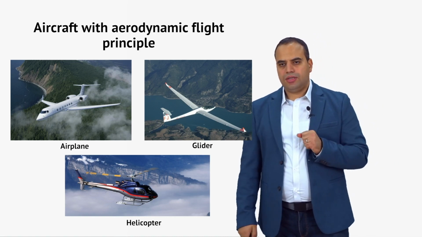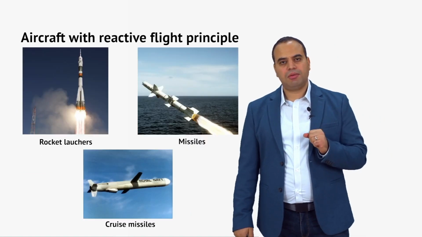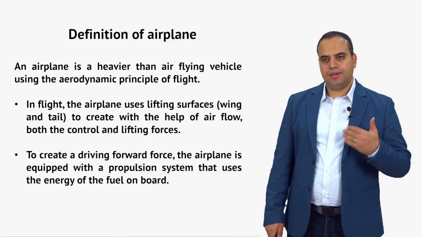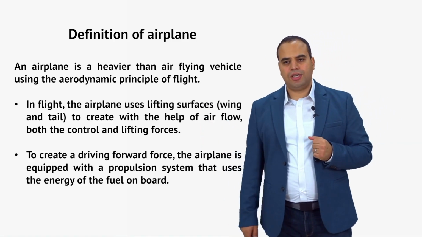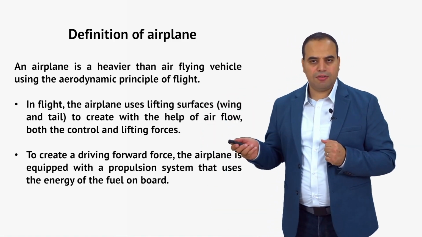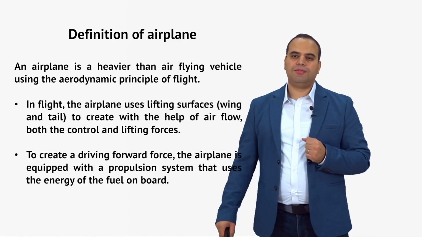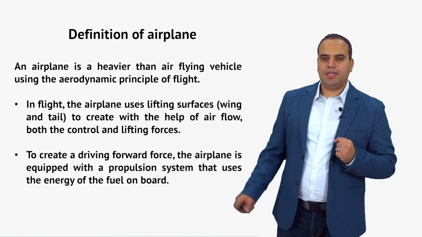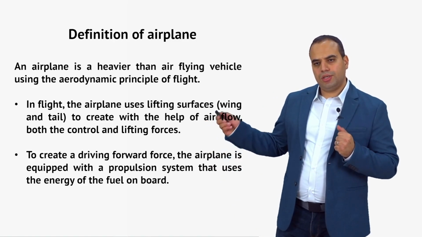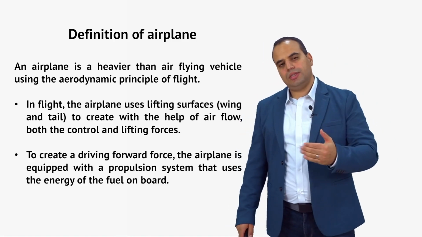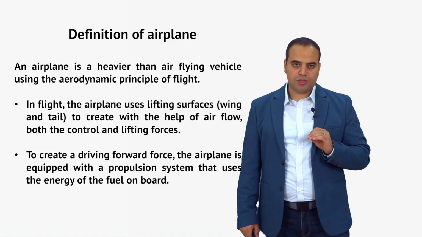And therefore, let's see the aerodynamic flight principle itself, how it works, and why it is so efficient. So we have seen the definition of the airplane before. So it is a heavier than air flying vehicle with an aerodynamic flight principle, as opposed to other flying vehicles which are a little bit lighter than air. And for generating lift, we need a wing, a tail, and we need, in order to take a driving force, we need a power plant or propulsion system.